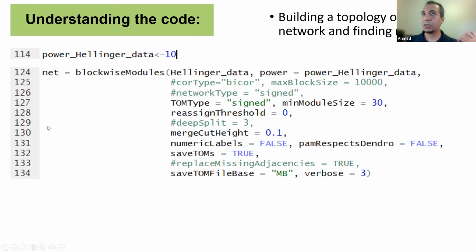The line here, 129, is specific to something called the dynamic tree building. I told you that there is hierarchical clustering, there is a topology overlap matrix, and there is the network that you built, the scale-free topology network that you already worked on.